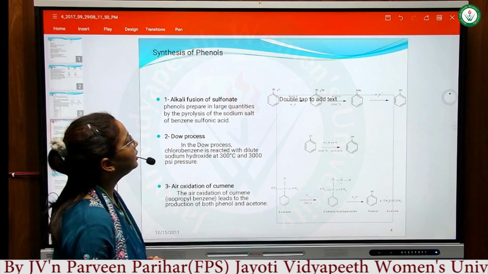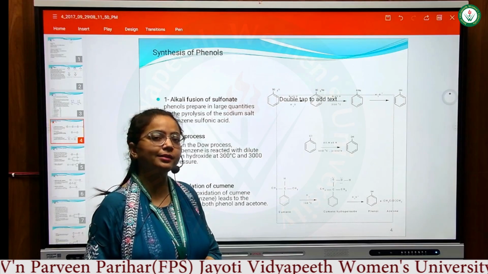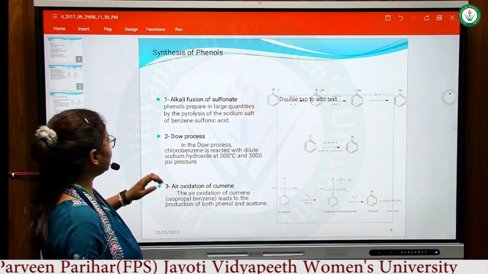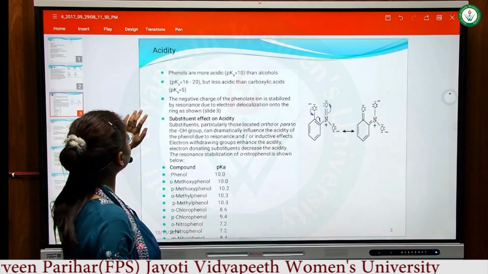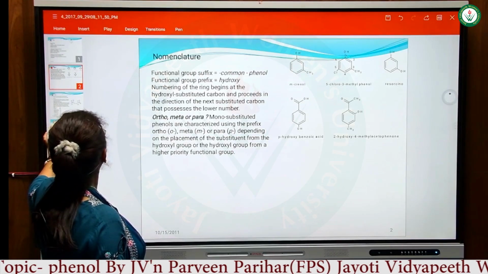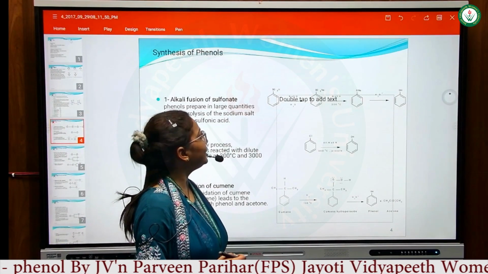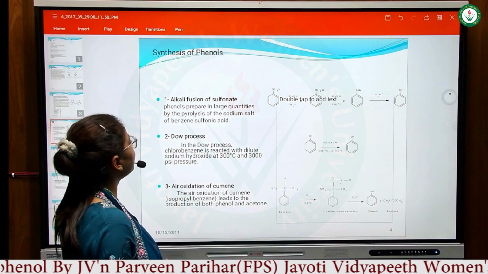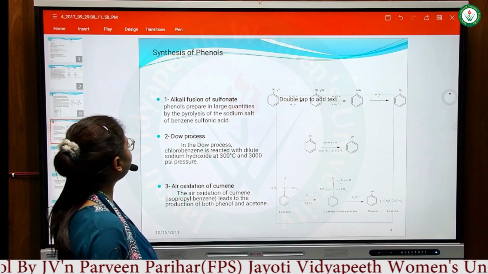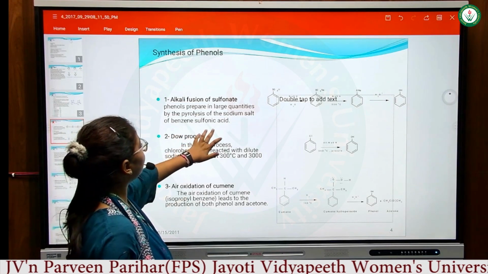Now comes the synthesis of phenol, that is, how we can synthesize phenol in the laboratory or at industrial level. First is the alkali fusion of sulfonate, where phenol can be prepared in large quantity by the pyrolysis of the sodium salt of benzene sulfonic acid.